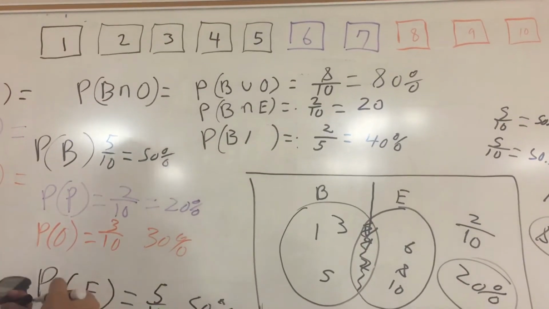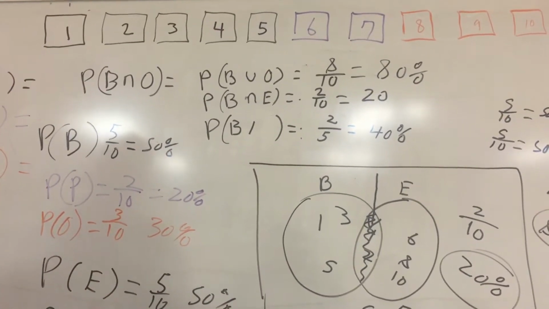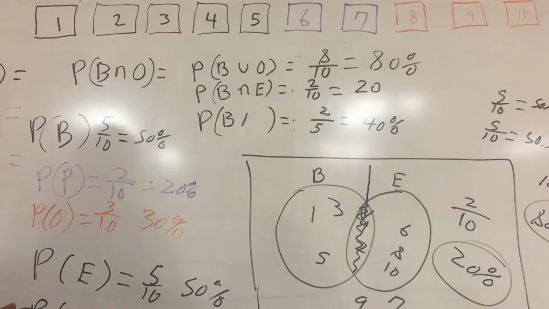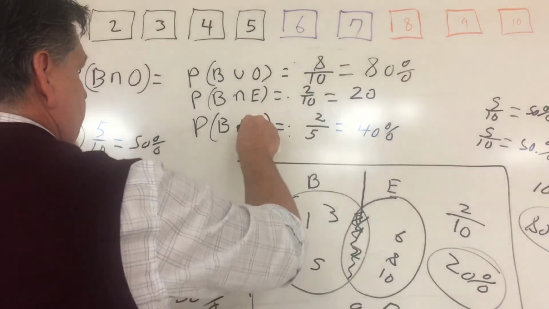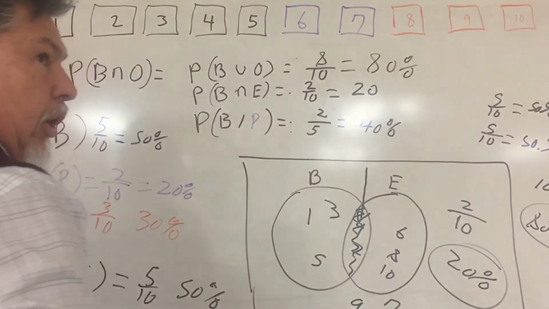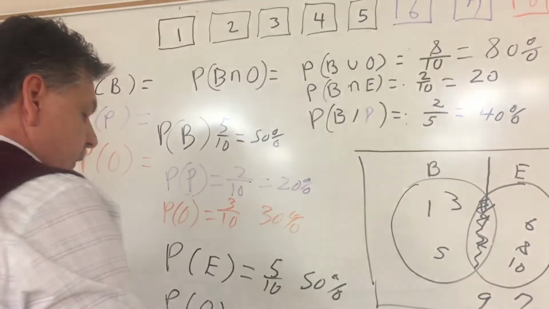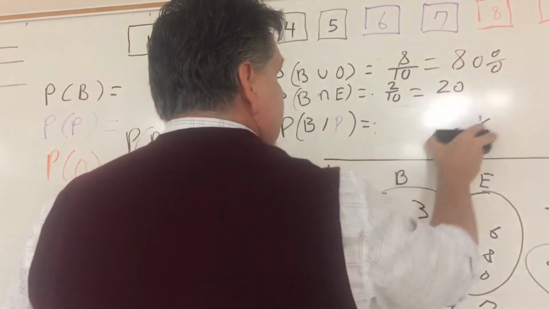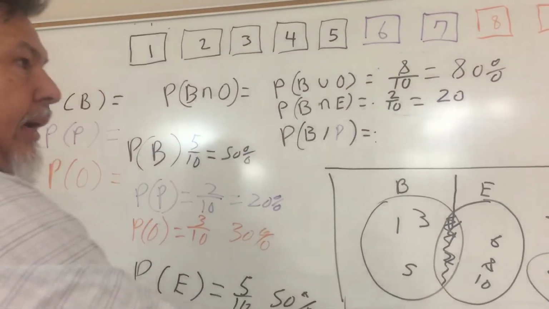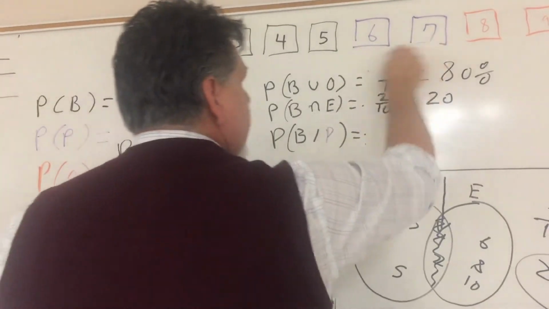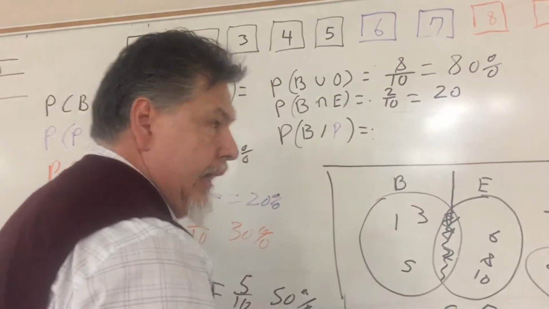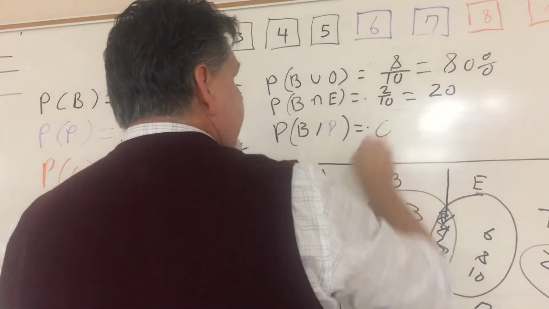What is the chance that I would pull out a black given that it's purple? Well, that would be a 0% probability. That cannot happen because I can't go in and pull out a block that's black given that it's purple, because there's only 2 purples and they're not black. So that probability would be 0.